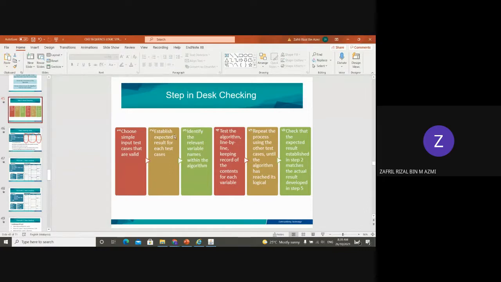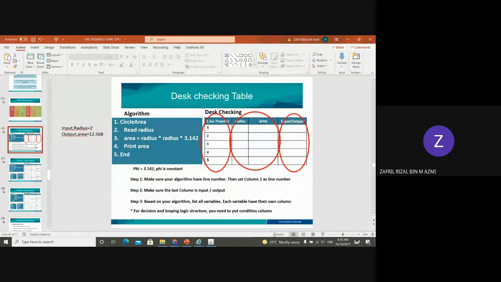And then identify the relevant variable names within the algorithm. All the variables, not only the input and output, but all the possible variables. In this case, how many variables do we have inside the algorithm? 2 only, radius and area. Once you have identified all the variables within your algorithm, then construct the desk checking table.